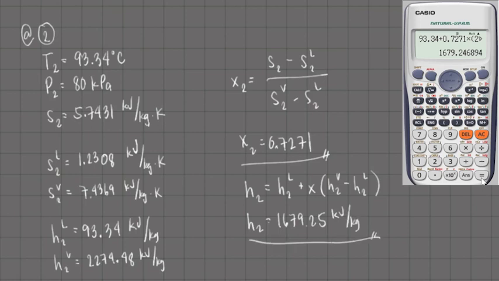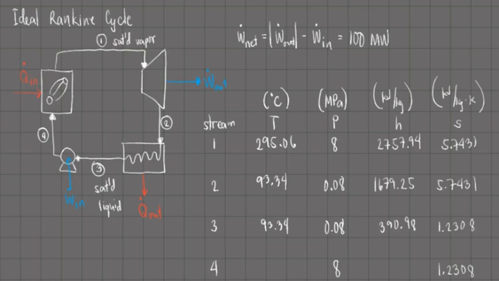Let's go back. Finally, we have stream 4. Stream 4 from our TS diagram is a compressed or subcooled liquid. Again, we simply visit the compressed water tables, and from that, we can determine the value of the specific enthalpy. After the interpolation, we have a value of the specific enthalpy of 399.58 kilojoules per kilogram and a temperature of 93.9 degrees Celsius. We have now completed our table, and it's now time to solve for the required.